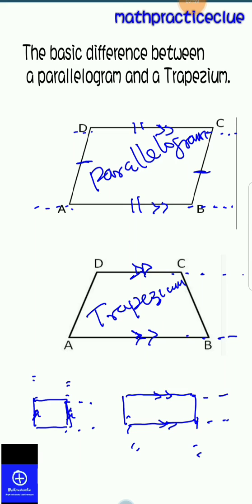Now for the trapezium, it may also come in different shapes. For example, you can also have a trapezium like this. But one of the basic things to look out for is that the straight lines here can be stretched, and they will never meet. So that's my clue for today.